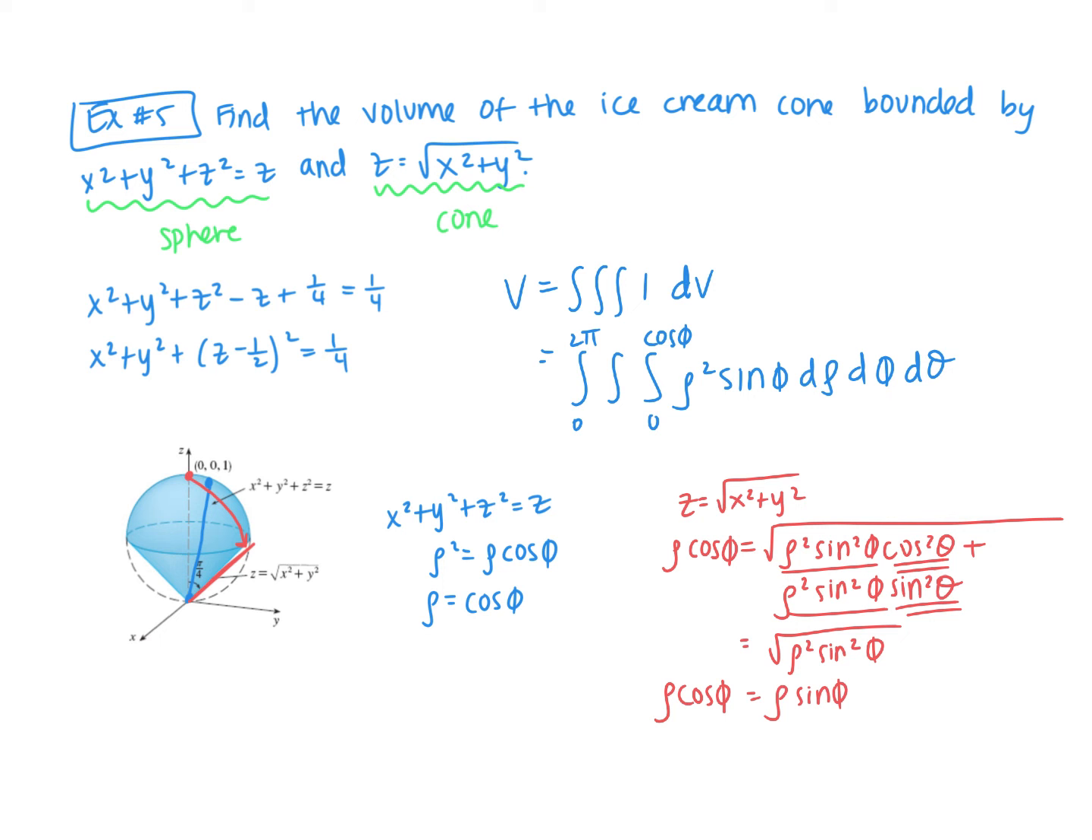So then the question is, where is cosine of phi equal to sine of phi? That would be pi over 4. That's the only one between 0 and pi. So our limits for phi are 0 to pi over 4. This one you cannot split up, because of the cosine of phi.